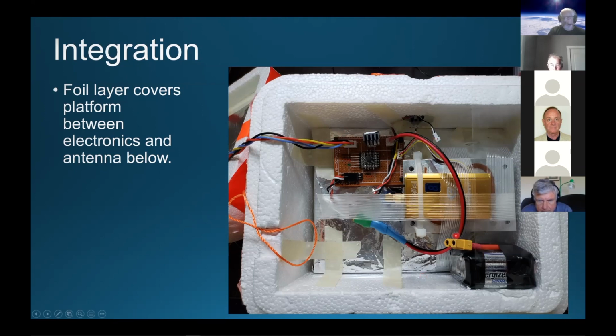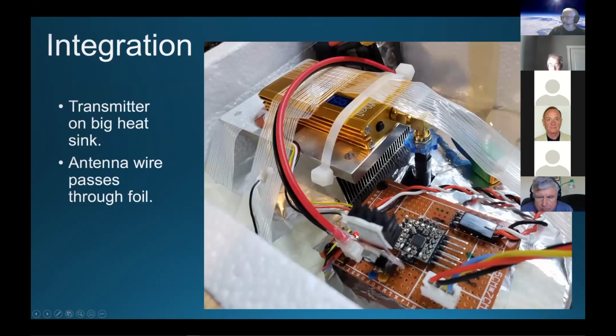I wanted to keep some RF insulation between the antenna and the GPS module because we've had trouble with that in the past. So I put a foil layer here. The FPV camera is right here. So the camera goes right into the board there. So that's the top view of the payload box.